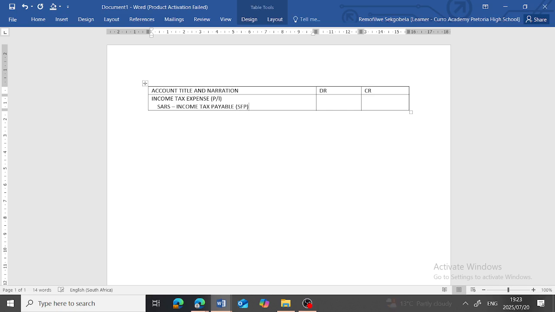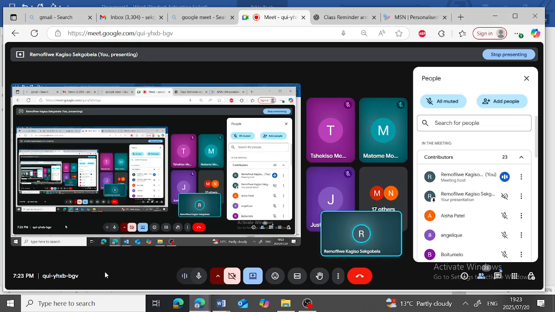Which is what? SFP, right? So if this is SFP, how much is it going to be? 525,000 here, and then it's also going to be 525,000 here. Are we all following here, guys? Are we all good with that?